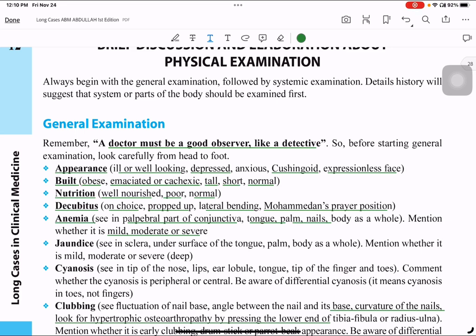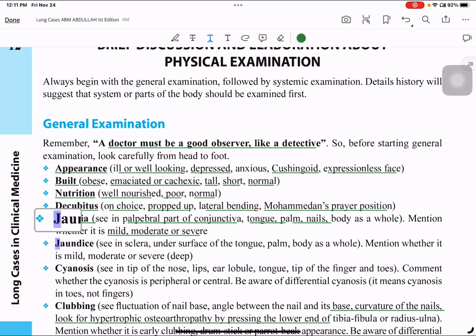So we must look for anemia. Anemia indicates many diseases. It may be due to malignant disease, lower hemoglobin production in CKD, or hemoglobin lysis in some hemolytic disease. So it indicates a loss of disease. We must look for anemia and for its severity: mild, moderate, or severe.